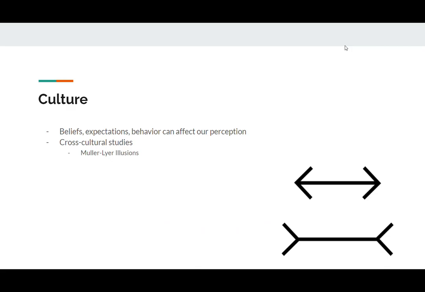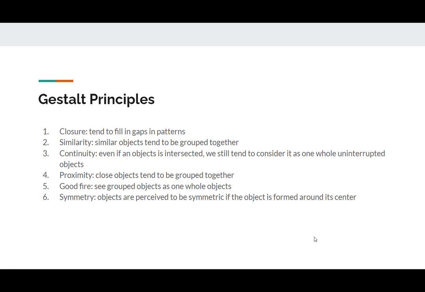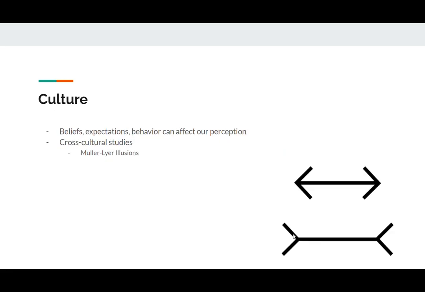Now, culture is a big thing that could influence how you perceive things. The truth is, our beliefs, expectations, and behavior can deeply affect your perception of anything, and culture plays a huge role. So look at this example, this picture on the bottom right corner. People may see, oh my god, the top line is actually shorter than the bottom line, but it's actually the same length. Look at this. It's just the direction of the arrow that makes this one look so much bigger than this one.